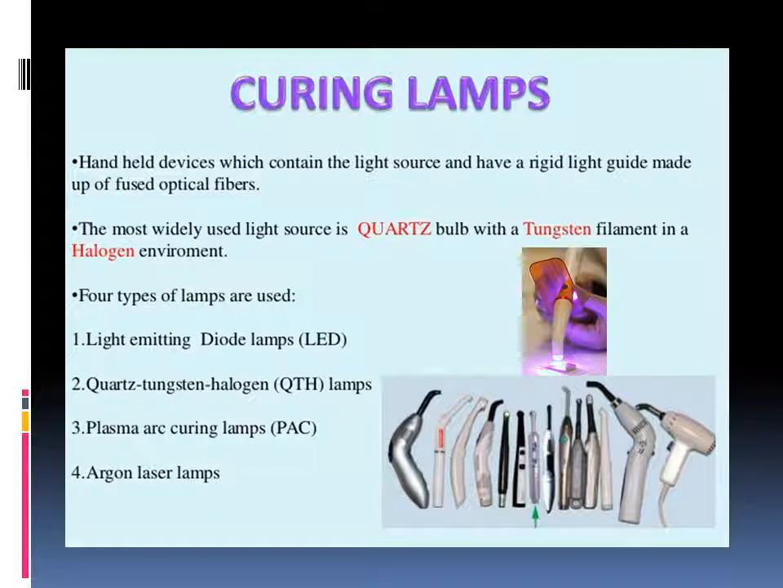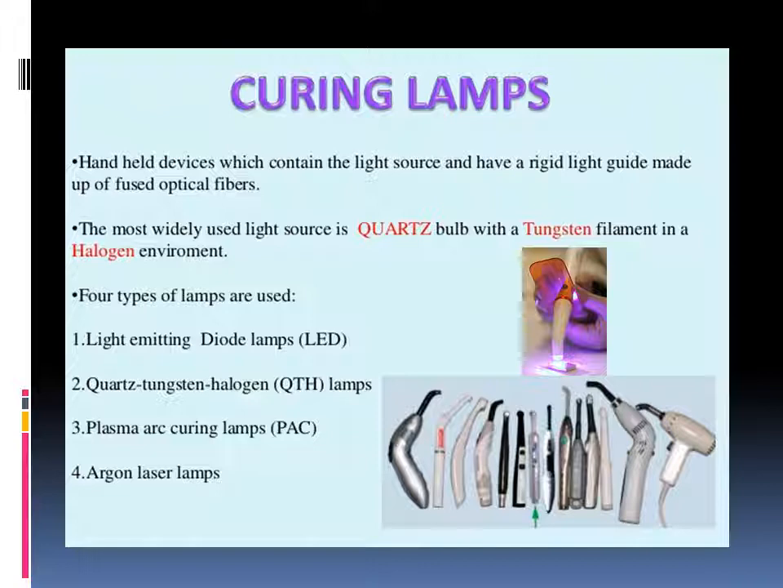Now let's very briefly discuss the different curing lamps or light sources for curing dental composites. Curing lamps are handheld devices which contain the light sources and have a rigid light guide made up of fused optical fibers. The most widely used light source is a quartz bulb with tungsten filament, called a quartz tungsten halogen lamp. Other types of lamps are LEDs. LEDs are becoming very popular. They're cordless and they have various advantages compared to the conventional quartz tungsten halogen lamps.